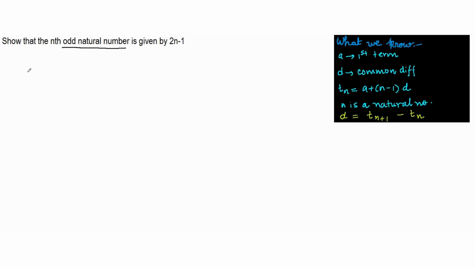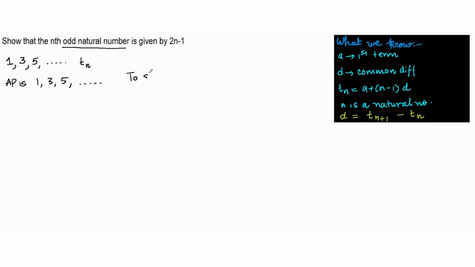We know that the smallest odd natural number is 1. The next odd natural number is 3. And the next one is 5, and so on. We have to show that the nth odd natural number, that is the general term Tn of this particular arithmetic progression, is given by 2n minus 1. So I know that the AP is 1, 3, 5, dot dot dot.